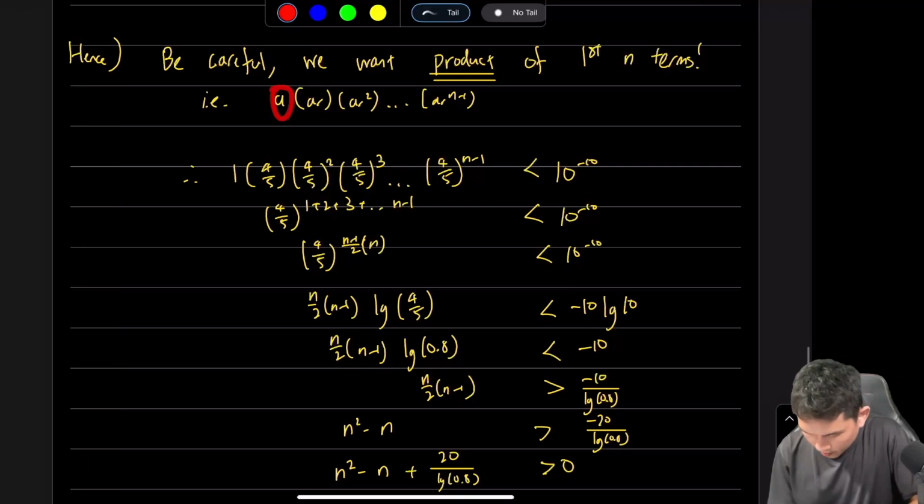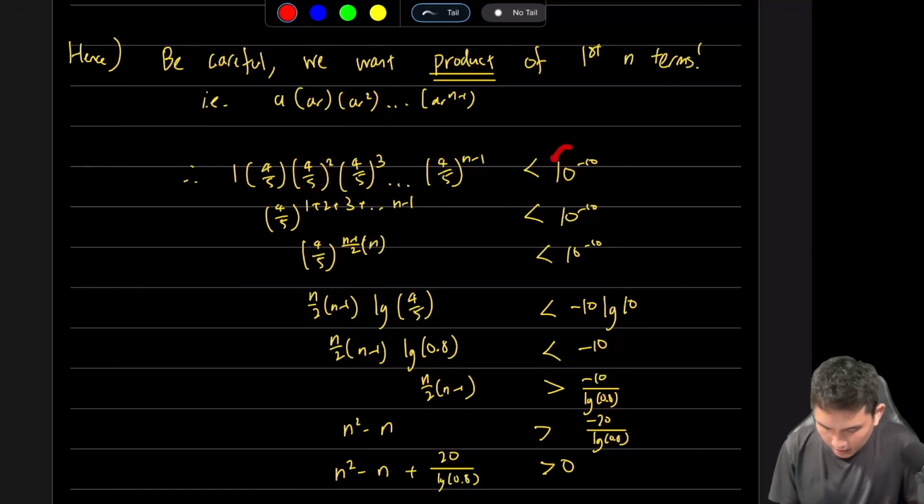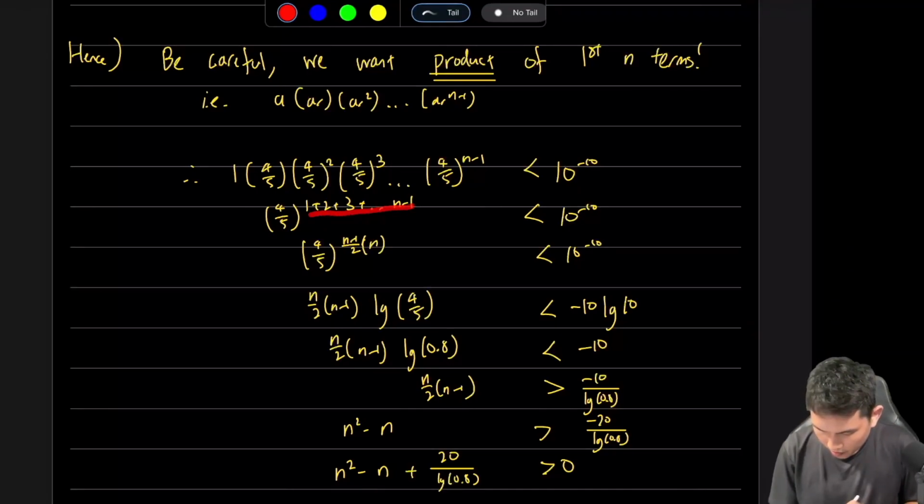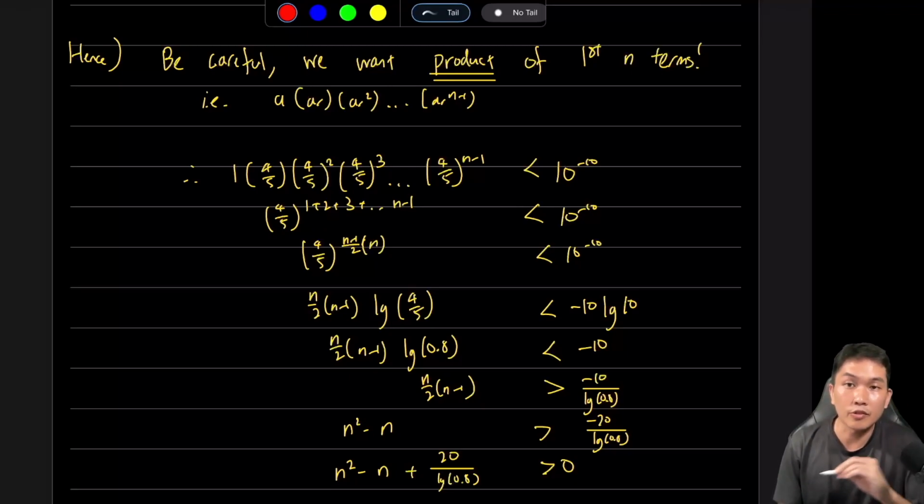Yeah, so A will be 1, AR will be 1 times 4 over 5, AR squared will be 1 times 4 over 5 squared, and I want this to be less than 10 to the negative 10. Okay, so if I were to multiply all this together, it will actually equal 4 over 5 to the power 1 times 4 over 5 to the power 2 times 4 over 5 to the power 3, and that's the same as adding 1 plus 2 plus 3 all the way to n minus 1. So we kind of have an AP happening over here in the exponential space. If you sum this up, you will get n minus 1 over 2 times n, right? Just use the rainbow method, right?